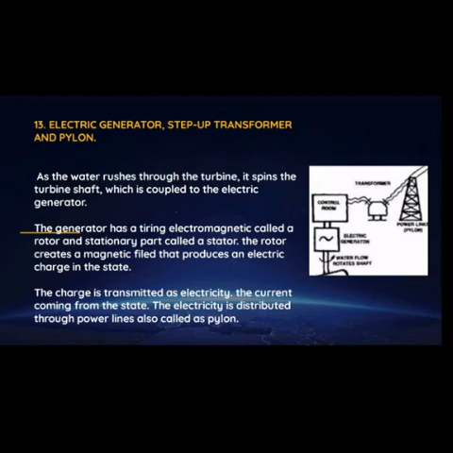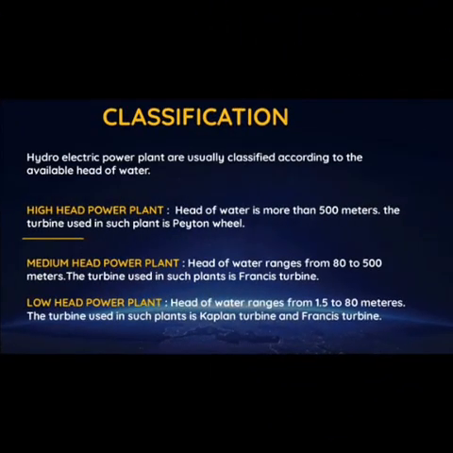This produces an electric charge in the stator. The charge is then transmitted as electricity, the current coming from the stator. The electricity is distributed through power lines, also called pylon. And this is an electric generator and step up transformer, and this is a pylon.